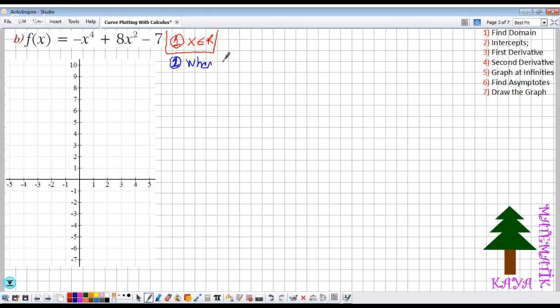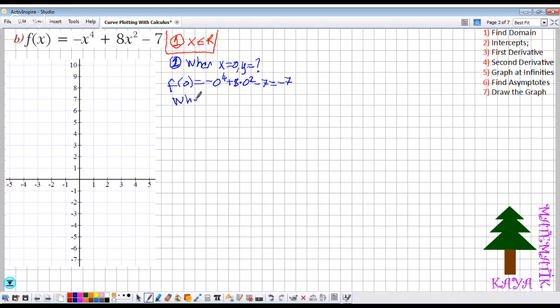When x is equal to 0, what about the y number? So in the function, you replace x with 0. Actually, it is directly the constant number, but let's show that one. Minus 0 to the power of 4 plus 8 times 0 squared minus 7. If you calculate this one, you will get minus 7.